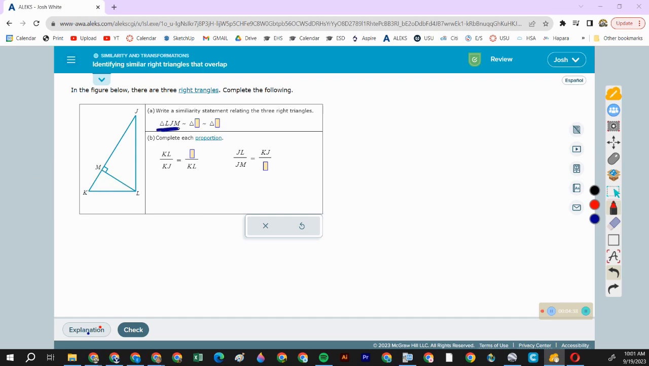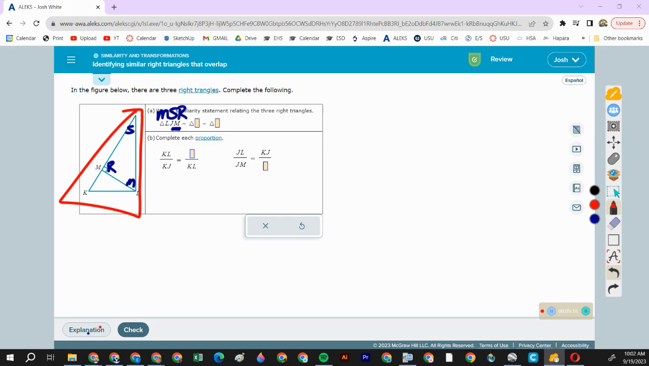So LJM, LJM, that is the medium triangle. Okay? And L is the middle angle, J is the small angle, and M is the right angle. So we need to line it up with another triangle using the same pieces, essentially, the similarity pieces. So if we did the big triangle, remember this is medium, small, right.